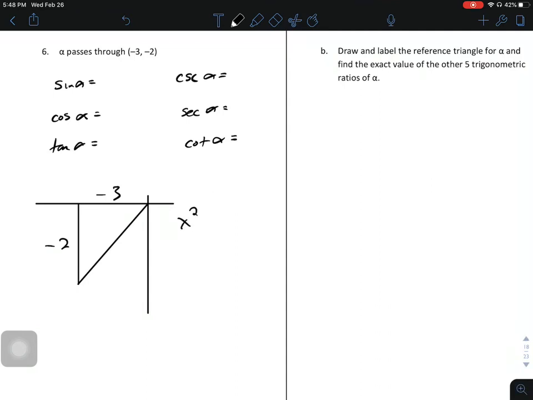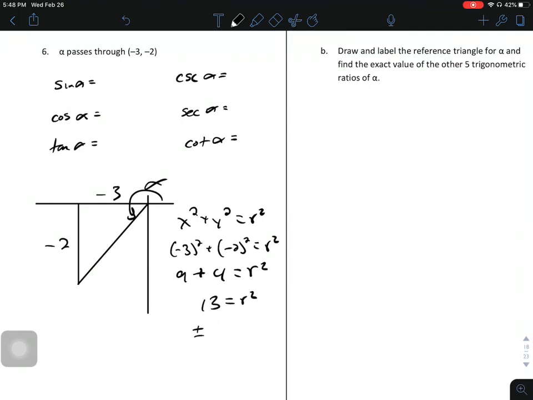We're going to use the Pythagorean theorem once again. This also is not a Pythagorean triple, so I have to do the work for this. So that's a -3 squared plus a -2 squared equals r squared. That's 9 plus 4 equals r squared. That's 13 is r squared. So r is plus or minus the square root of 13. The radius is always positive.